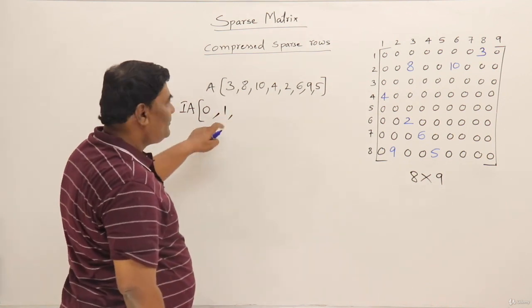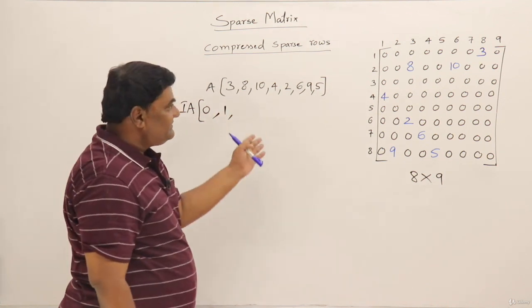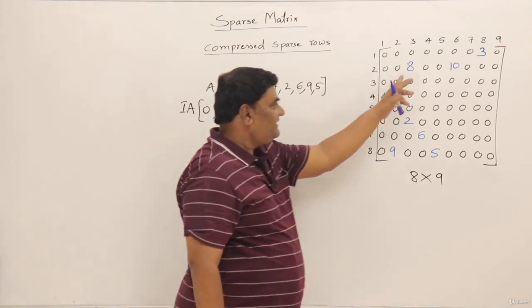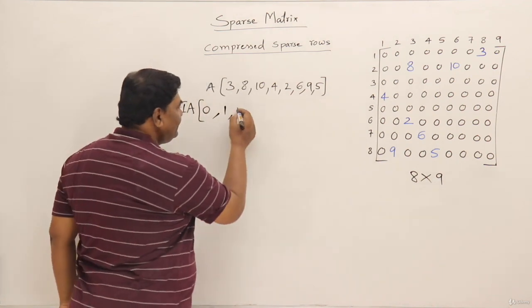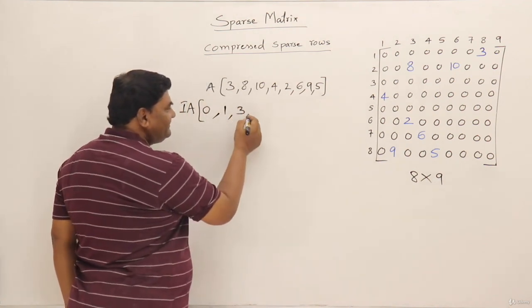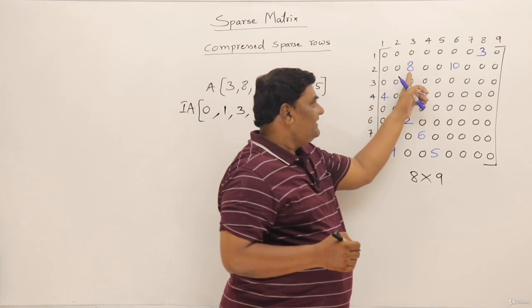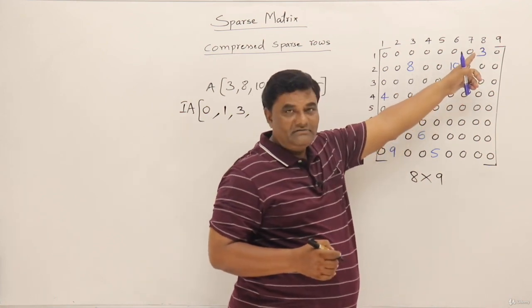First row, this is for row number. Then in the second row, how many elements are there? In the second row, 2 elements are there. Then plus 1, that one also. So we'll write 3 here. So this 3 is nothing but 2 elements in the next row plus 1.